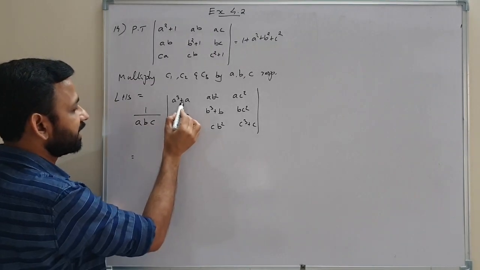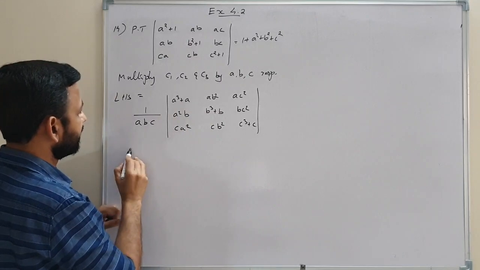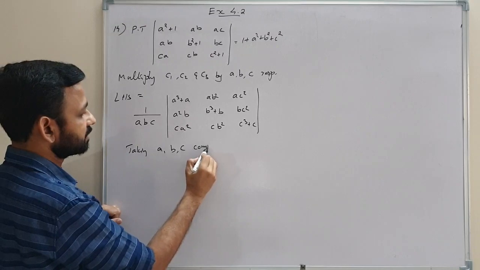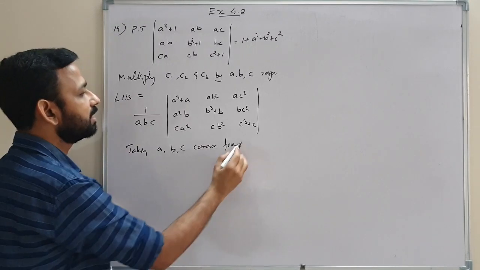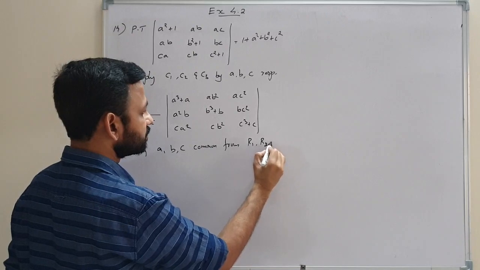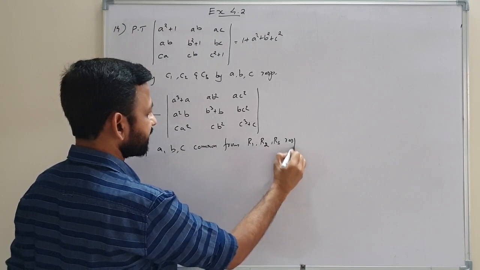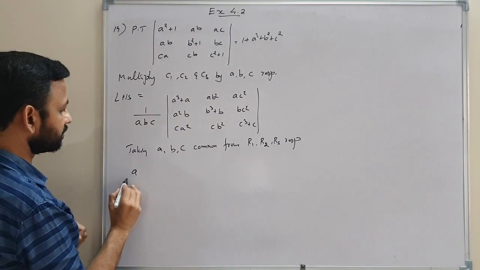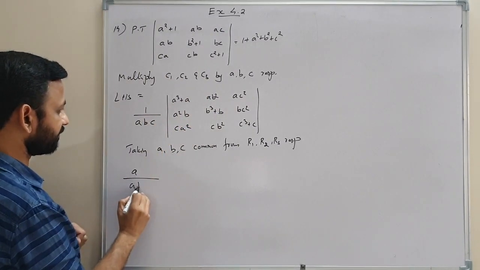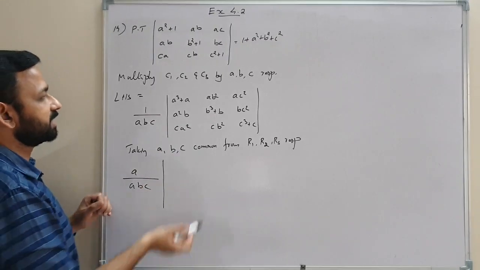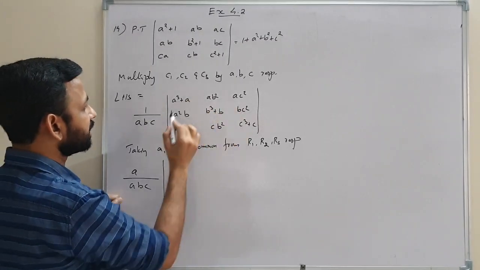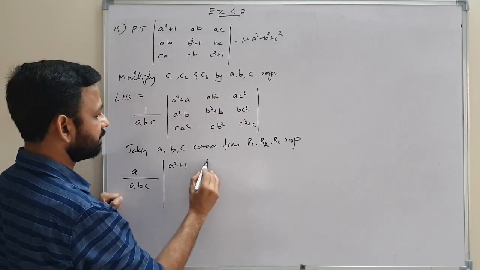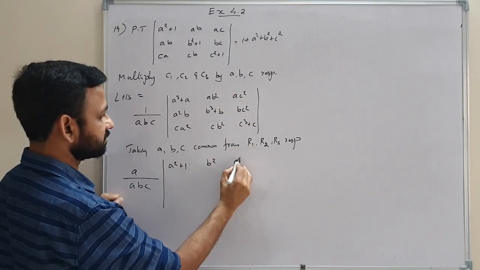So we are going to take A, B, C common from R1, R2, R3 respectively. So we are going to take A outside from R1. So A will go to the numerator, and in the denominator we have ABC. When we take A common, A cube plus A becomes A square plus 1. A outside B square, A outside C square.